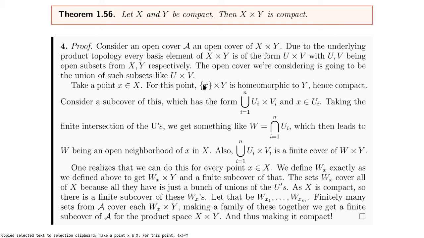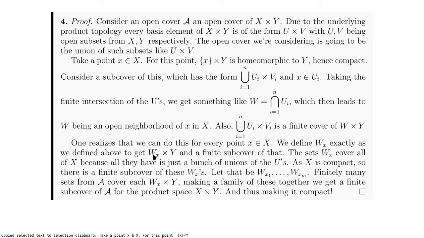And this is useful because if you have the singleton, you can have a case for each point, right? So this leads to having these WX's. For each x, you can have this thing, and together these WX's are going to cover all of X because they just contain these U's. And you say, okay, X is compact, we know that. So you're also going to get a finite subcover which includes these WX's.